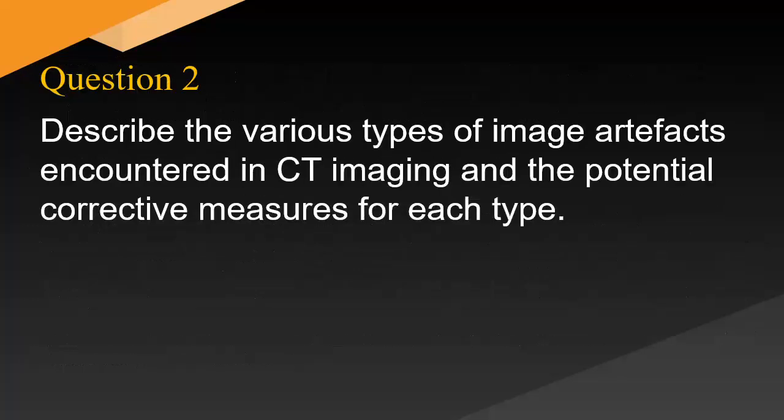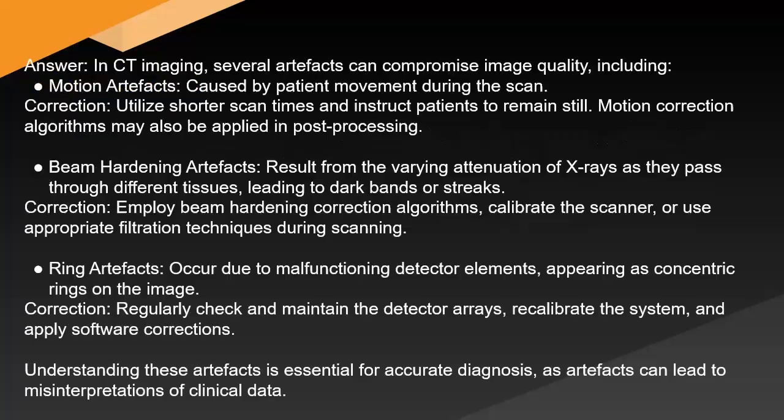Describe the various types of image artifacts encountered in CT imaging and the potential corrective measures for each type. Answer: in CT imaging, several artifacts can compromise image quality, including motion artifacts caused by patient movement during the scan. Correction: utilize shorter scan times and instruct patients to remain still. Motion correction algorithms may also be applied in post-processing.